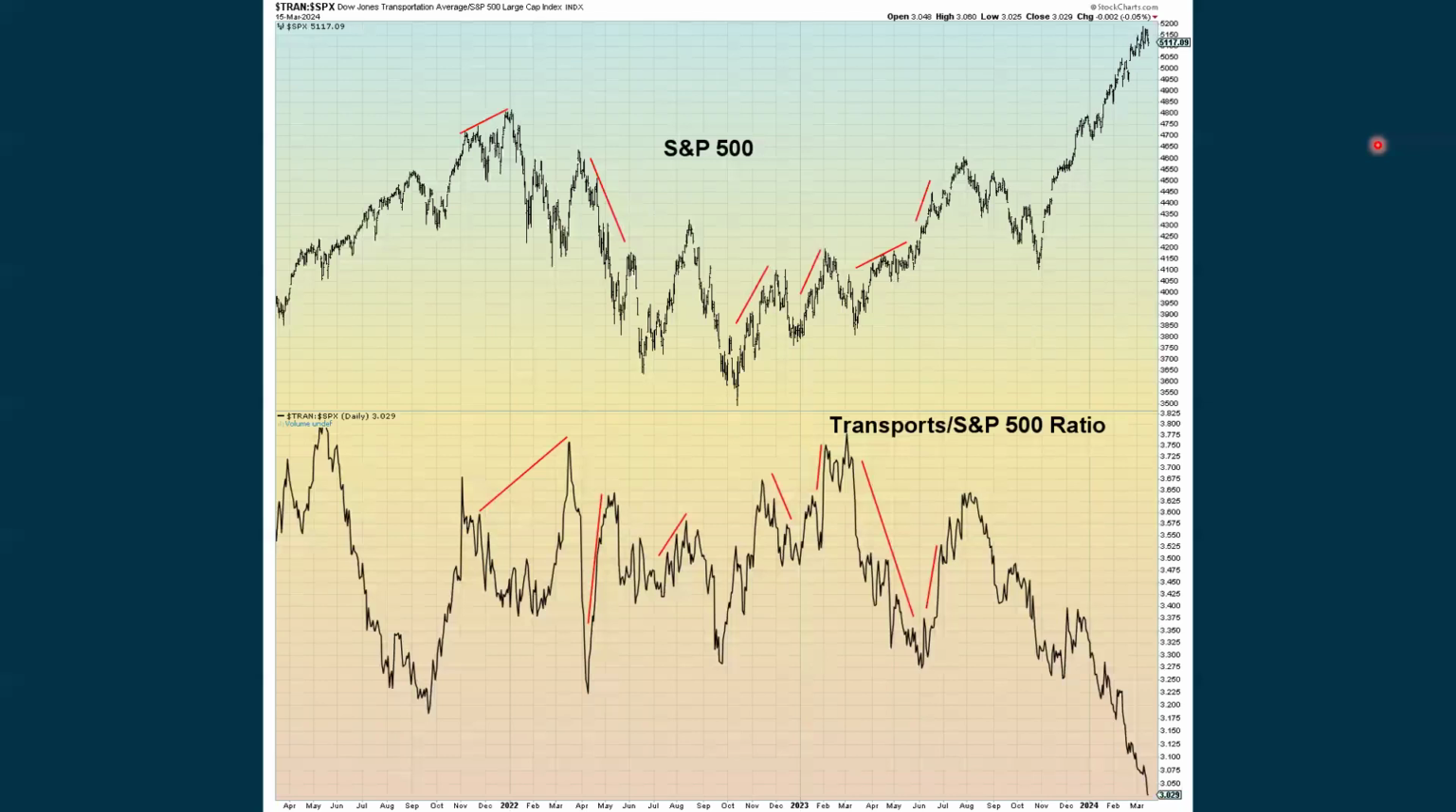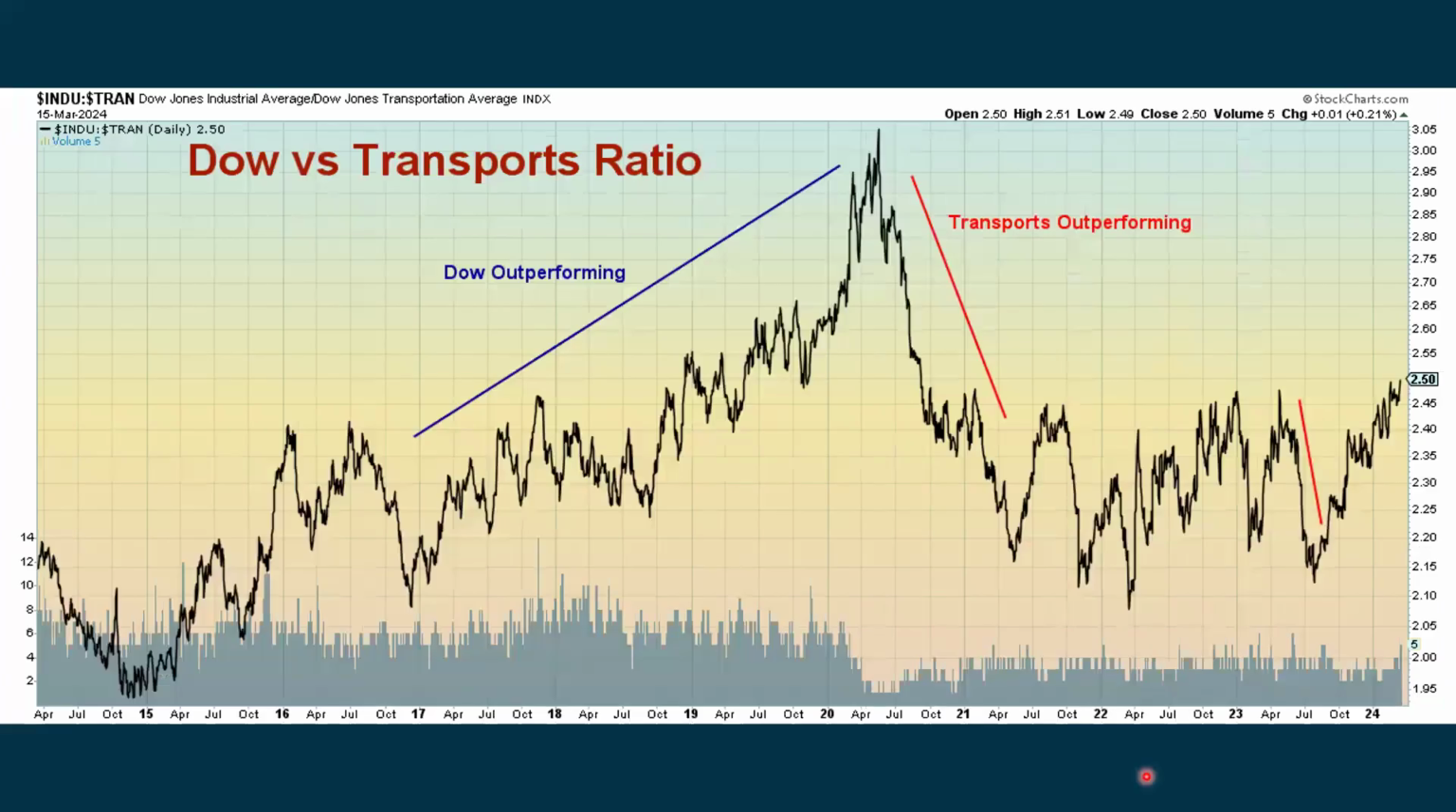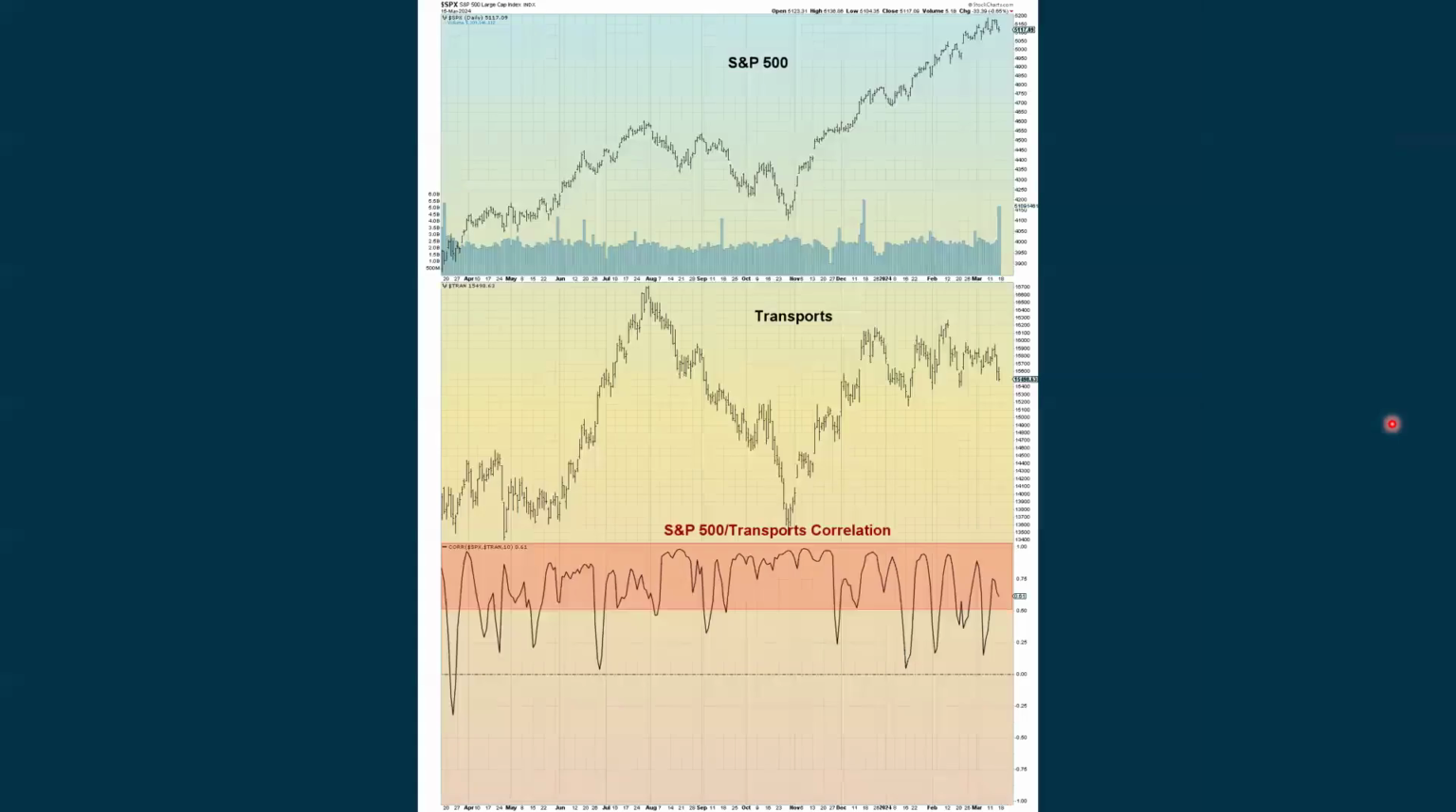market. We look at a ratio between the transports and S&P, showing how the transports are just really, really underperforming. This is a Dow to transports ratio. When this is going up, that means the Dow is outperforming the transports. And we look at the correlation, not as strong as it usually is. We have the S&P on top and the transports in the middle. When this is giving us a high reading, that means that the S&P and transports are going in the same direction at the same time, and it's actually starting to drop off as the S&P has been outperforming the transports.